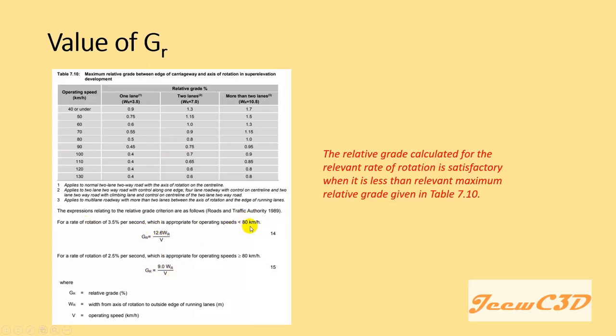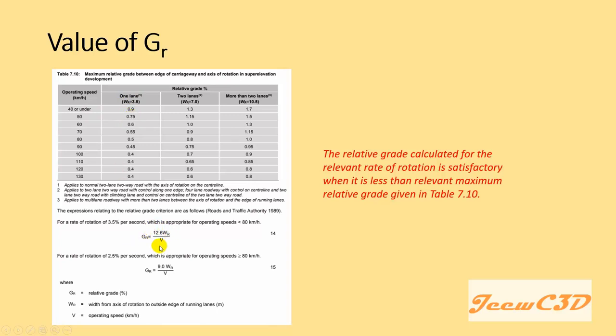If your speed is less than 80 kilometers per hour, you have to use this one. If it is equal or greater than 80 kilometers per hour, you have to use this equation. So you have to use your lane width here. So let us say you calculate GR for 50 kilometers per hour. You put 50 here. If your lane width is, let us say, 3.6 meters, you put it here. Then you calculate the value. So if this value is less than this value, that means 0.75. So for 50 design speed, for one lane, your maximum relative gradient is 0.75.